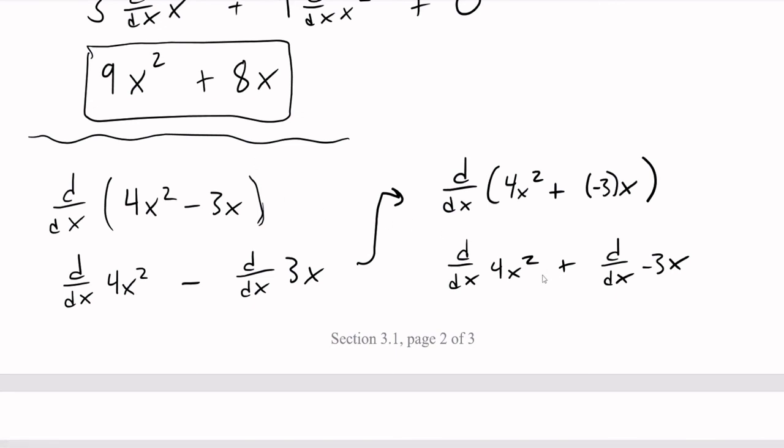And then just for completion, right? Constant rule, the 4 comes out, 4, and then times 2x to the 1 power plus, and then I got a negative 3, constant I can bring out, times x to the 1, we already saw the derivative of that, it's just 1. Boom. Which gives me 8x minus 3. Okay.